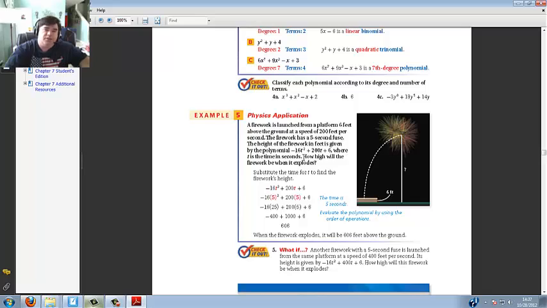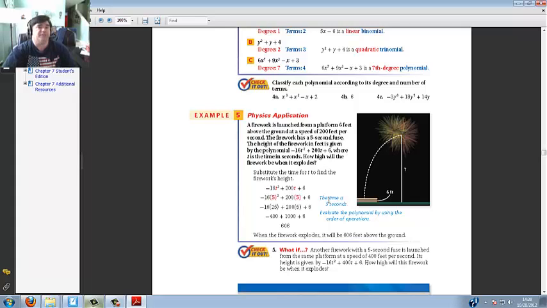Anyway, so -16t² + 200t + 6. Now what they want to know is a 5-second fuse. We'll just drop 5 in for the t here and 5 in for the t here. So you have 5 seconds of Earth's gravity pulling down the rocket, which is -16 times 5 squared. As time goes on, that number goes up, the gravity starts to win. So no matter how high you think you're going, gravity eventually will have its way and pull you back down.